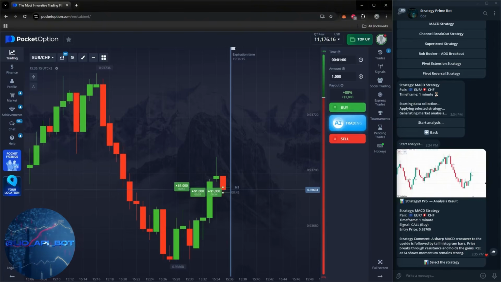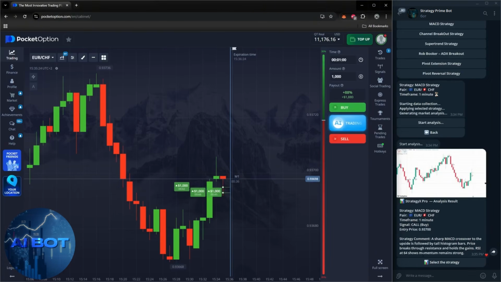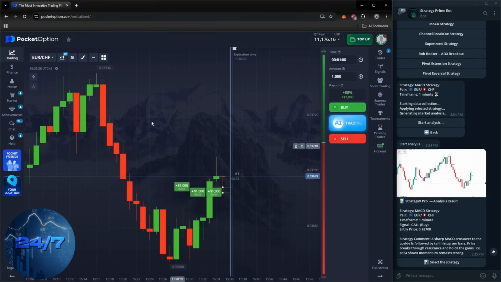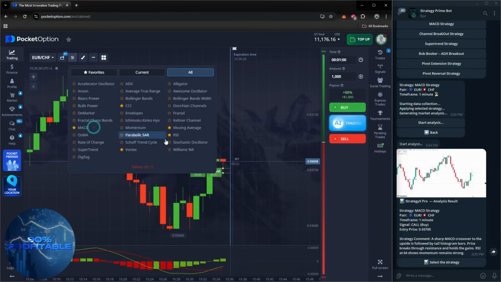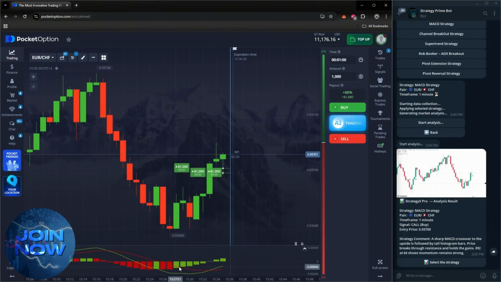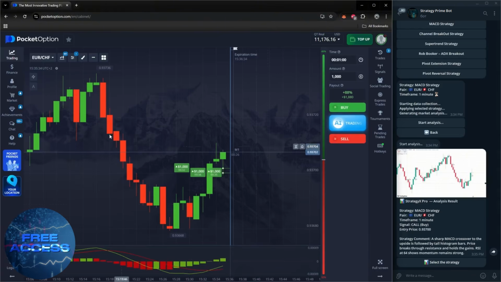Strategy comment right here: a sharp MACD crossover to the upside is followed by tall histogram bars. Price breaks through resistance and holds the gains. RSI at 64 shows momentum remains strong. Super nice, super easy, but let's add indicators. And here we have the crossover. The strong bars start to appear, so exactly what the robot has told us is playing out on the chart.